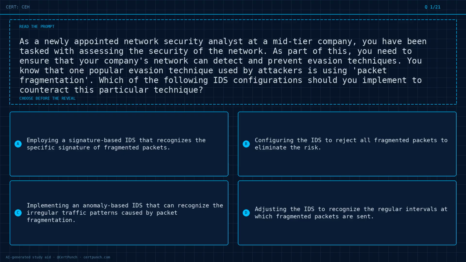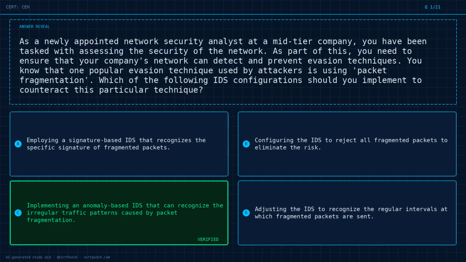Option A, employing a signature-based IDS that recognizes the specific signature of fragmented packets. Option B, configuring the IDS to reject all fragmented packets to eliminate the risk. Option C, implementing an anomaly-based IDS that can recognize the irregular traffic patterns caused by packet fragmentation. Option D, adjusting the IDS to recognize the regular intervals at which fragmented packets are sent. Choose the best answer before the reveal. Commit to it now.